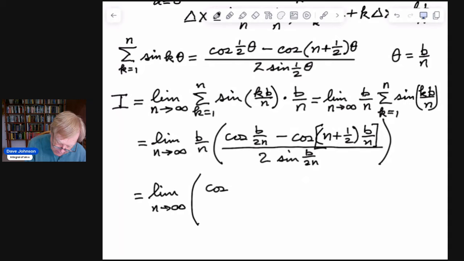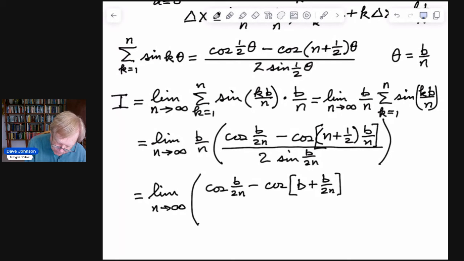cosine of b over 2n minus cosine of, and let's go ahead and distribute the b over n in the second cosine argument. So these n's will cancel, and we get b. So we get a b here, plus, and then the b over 2n, write it that way.